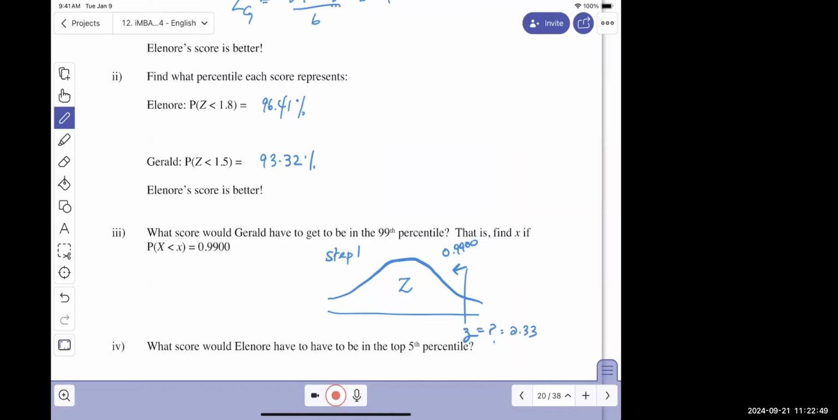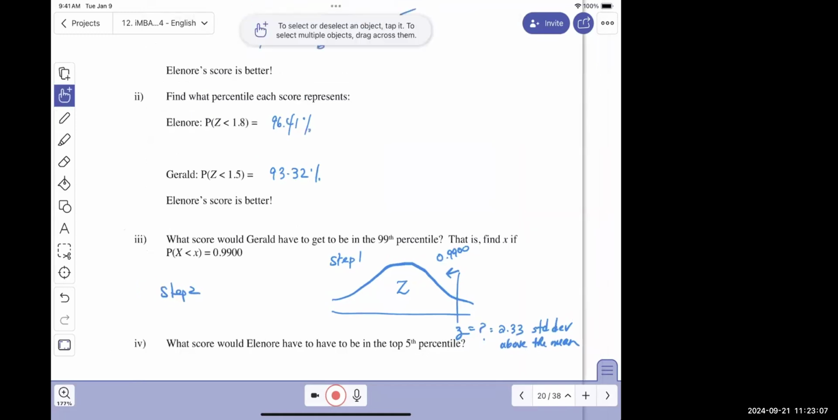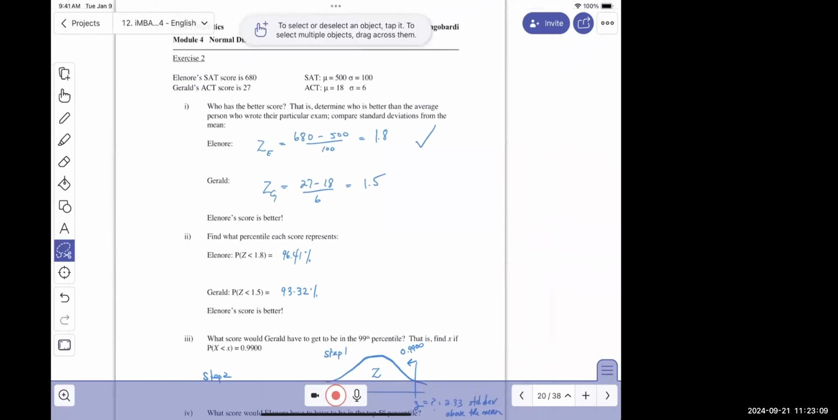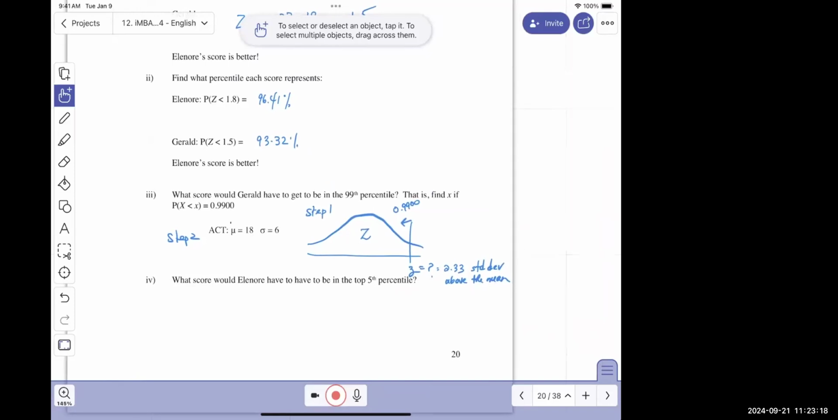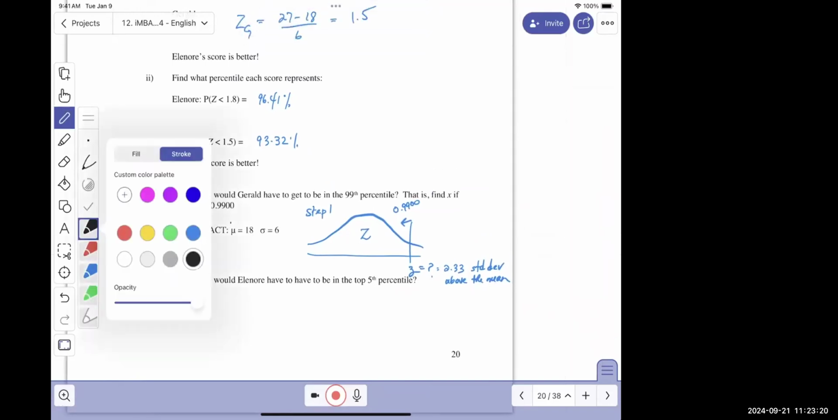And now what? So I have 2.33. What does that mean? This is 2.33 standard deviations above the mean. But I need to translate that in my step 2. I need to translate that into Gerald's score. So what's the mean? What's the standard deviation? It's up here. For Gerald's group, I need to use these values here.